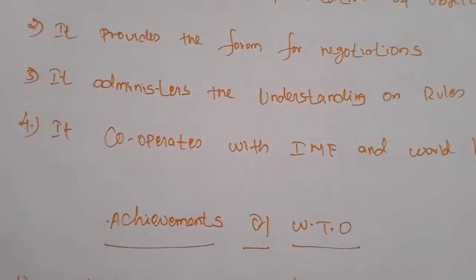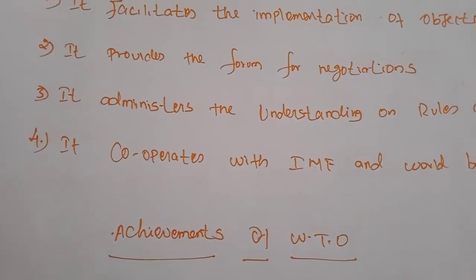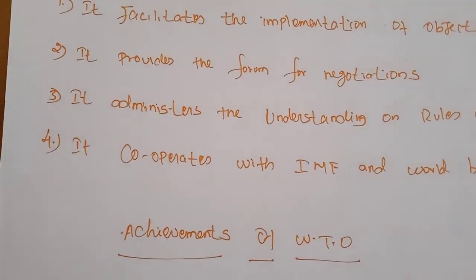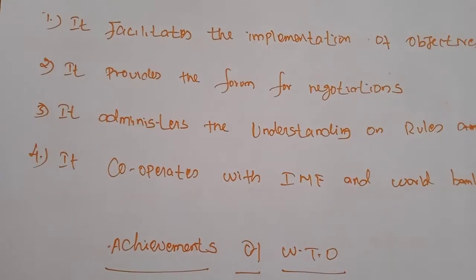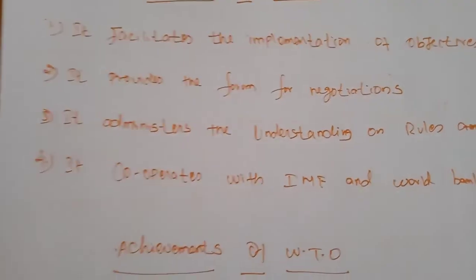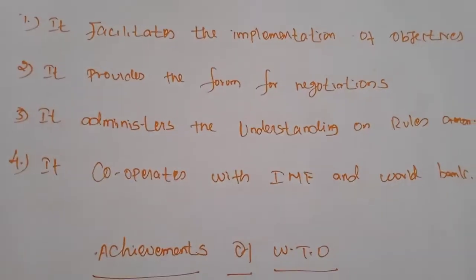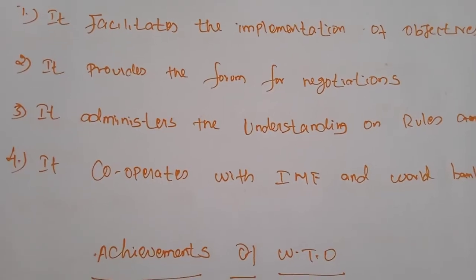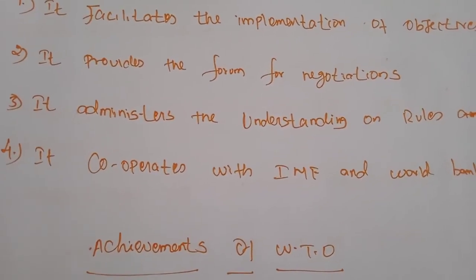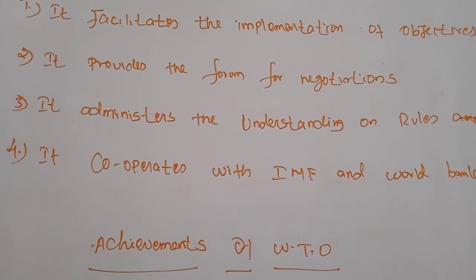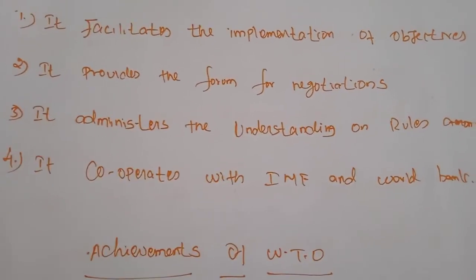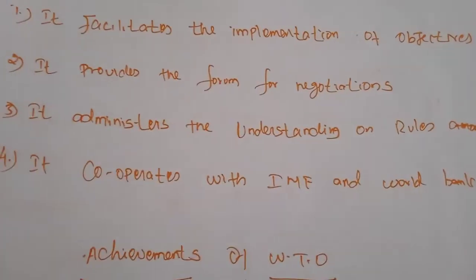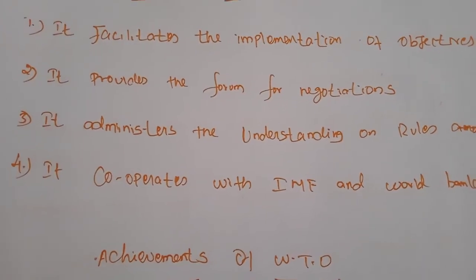And not only that, the World Trade Organization cooperates with the International Monetary Fund and the World Bank and its affiliated agencies with a view to achieving greater coherence in global economic policy making. So what are the policies made by all the nations? The World Trade Organization cooperates with the International Monetary Fund and the World Bank and its affiliated agencies. So when they cooperate, global economic policies will be made easier.